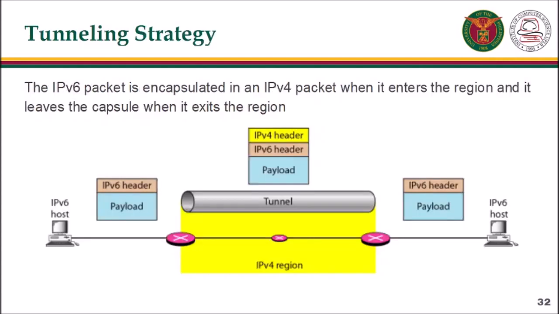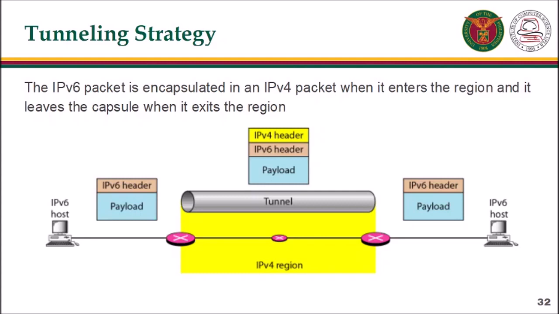Tunneling is a strategy used when two computers using IPv6 want to communicate with each other and the packet must pass through a region that uses IPv4. To pass through this region, the packet must have an IPv4 address, so the IPv6 packet is encapsulated in an IPv4 packet when it enters the region, and it leaves its capsule when it exits the region.